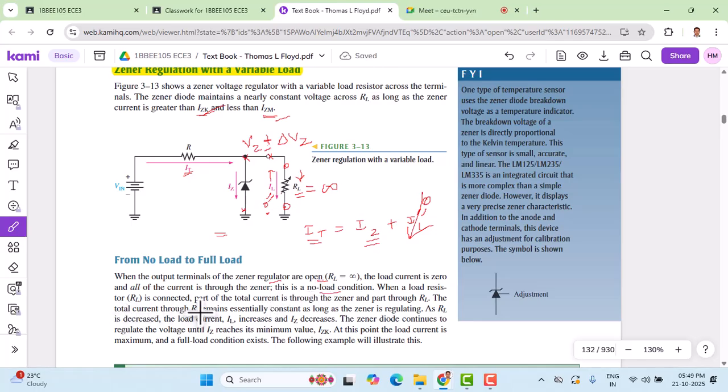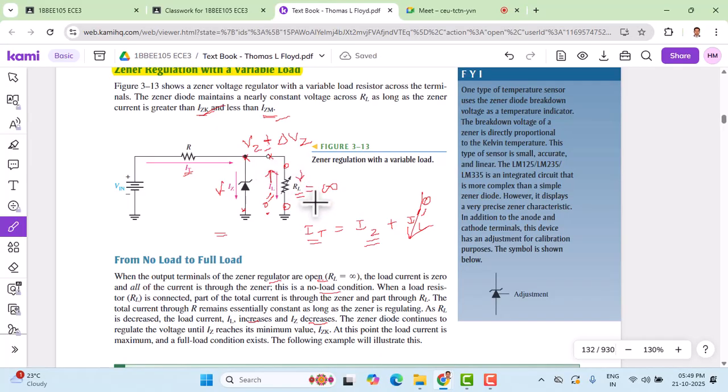Reading out here, the total current IT remains essentially constant as long as the Zener is regulating. As RL is decreased, the load current IL increases and IZ decreases. When this current increases, then IZ will be decreasing. So IL will be increasing, provided RL is decreasing.